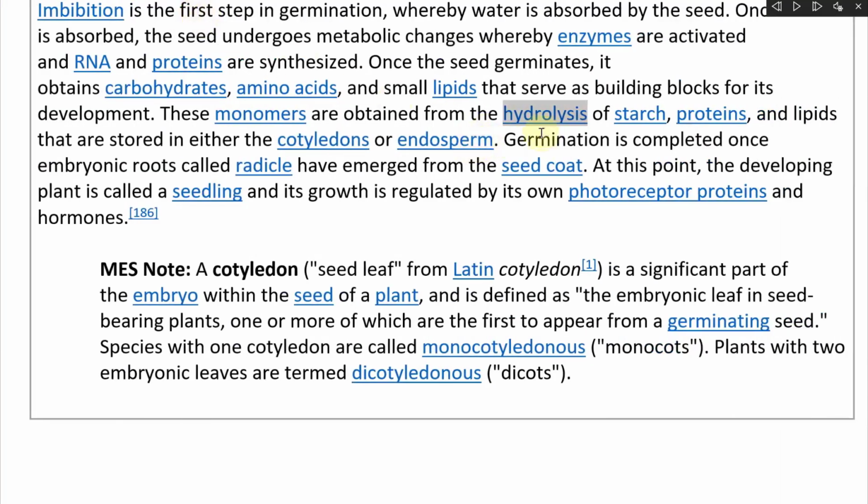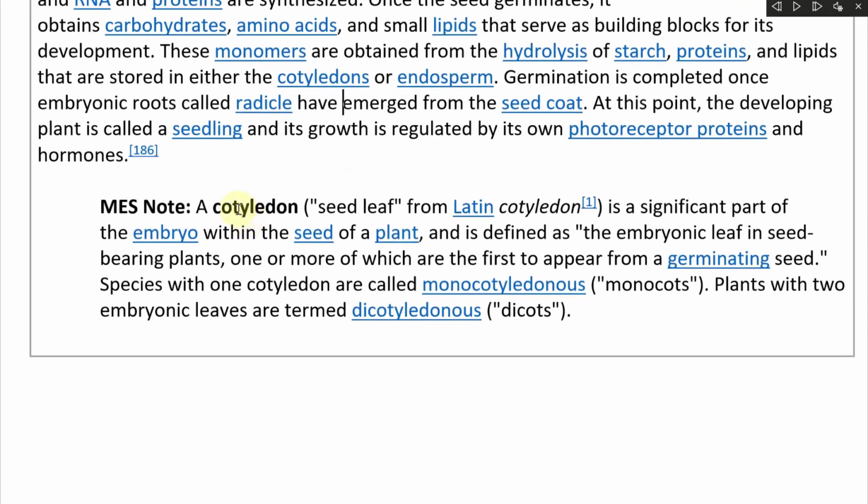So these monomers are obtained from the hydrolysis of starch, so the breaking of starch and proteins and lipids that are stored in either the cotyledons. Let's see the pronunciation here. Cotyledons or endosperm. Germination is completed once embryonic roots called radicle have emerged from the seed coat. Yeah, so at this point, the developing plant is called a seedling, and its growth is regulated by its own photoreceptor proteins and hormones. That's very interesting.